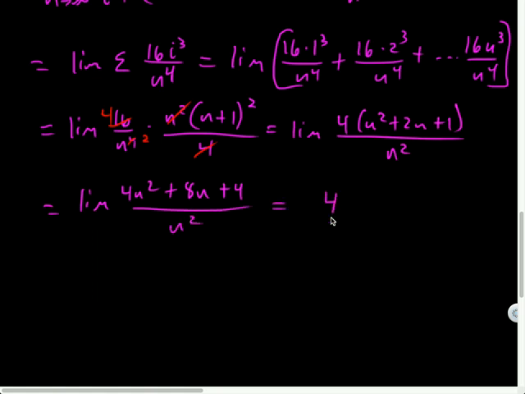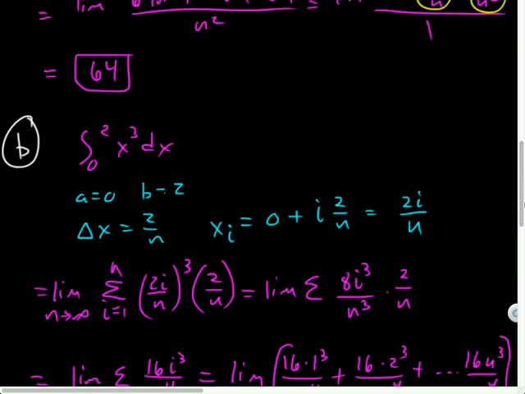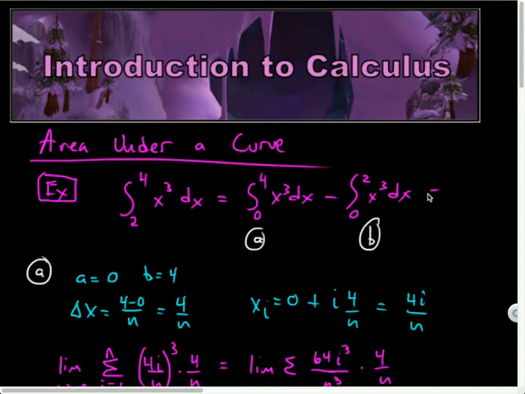And I think you guys agree that that limit is going to equal 4. So the answer to my final question is going to be what minus 4? 64 minus 4. So the area is 60.